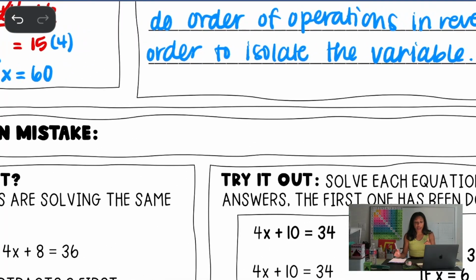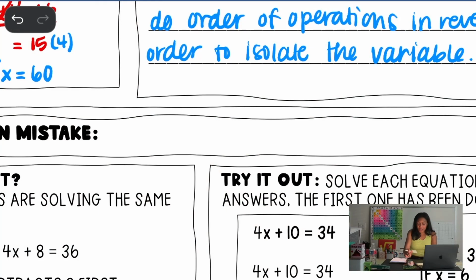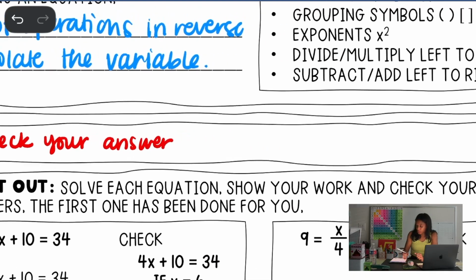I'm going to actually write that in red, and I'm going to say it to you here, camera only. Please be sure to check your answers using substitution as often as possible. Thank you. Okay. Let's go back. Let's write it into our notes. Don't forget to check your answer.